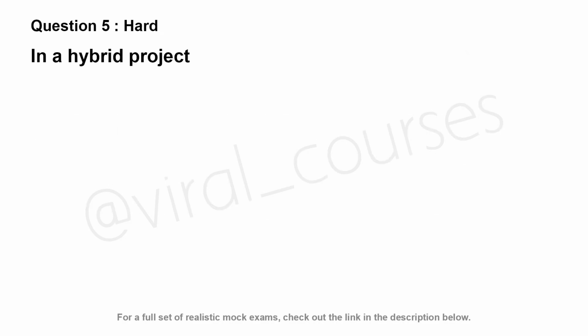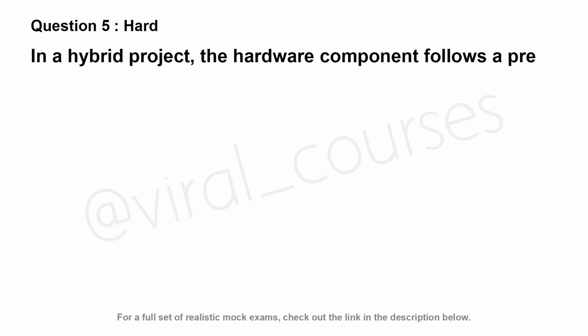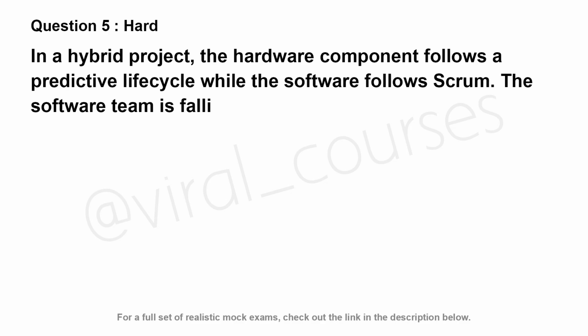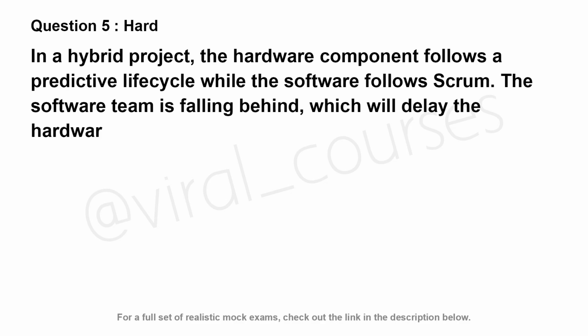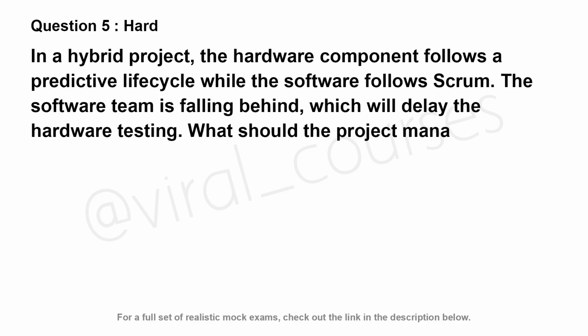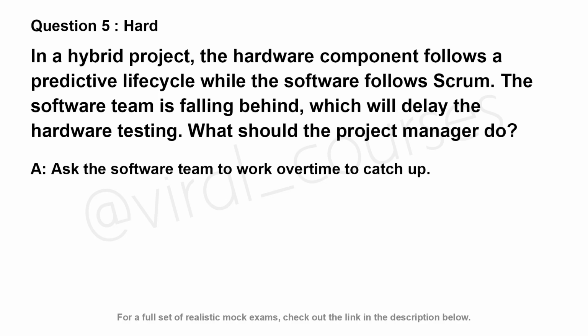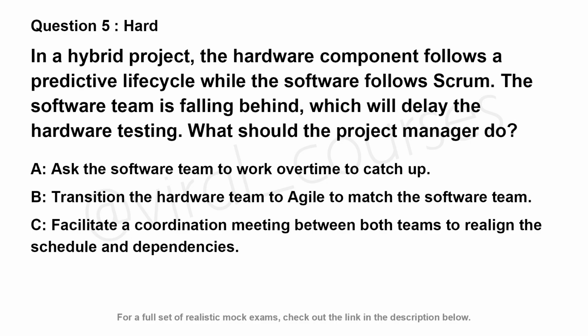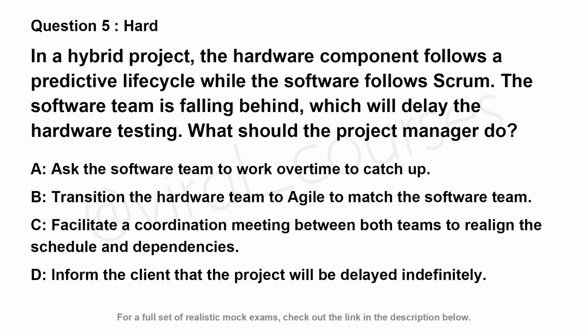In a hybrid project, the hardware component follows a predictive lifecycle while the software follows Scrum. The software team is falling behind, which will delay the hardware testing. What should the project manager do? Option A. Ask the software team to work overtime to catch up. Option B. Transition the hardware team to Agile to match the software team. Option C. Facilitate a coordination meeting between both teams to realign the schedule and dependencies. Option D. Inform the client that the project will be delayed indefinitely.